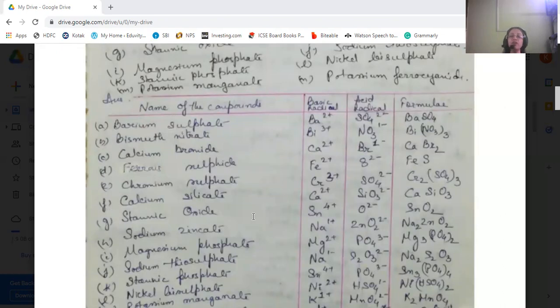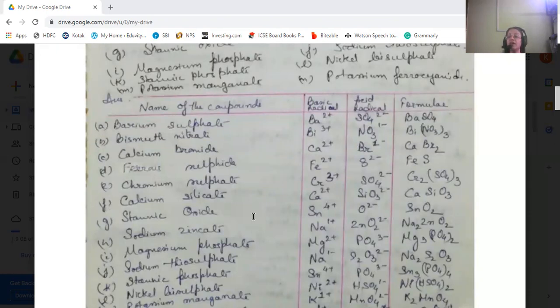Okay. Ferrous sulfide, Fe2+, and the acid radical is S2-. So the formula will be FeS. Chromium sulfate, Cr3+, SO4 2-, that becomes Cr2(SO4)3. Calcium silicate, Ca2+, SiO3 2-. So acid radical here is silicate, that is SiO3. So the formula will be CaSiO3.